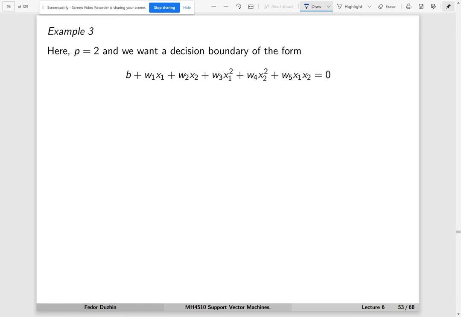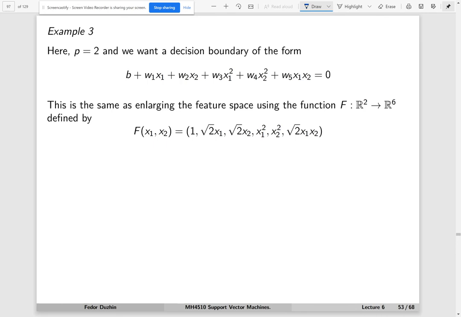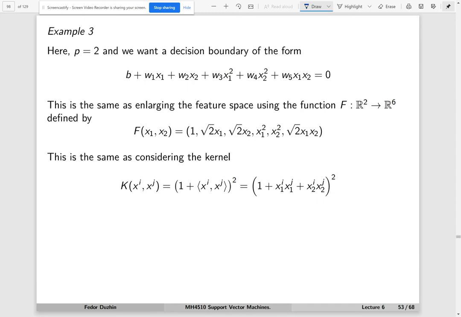So example 3. Suppose that, again, P is 2, and we want a quadratic decision boundary of this form. I'm claiming this is the same thing as enlarging the feature space using this function from R2 to R6. But at the same time, this is the same thing as considering this kernel. So why is this so?